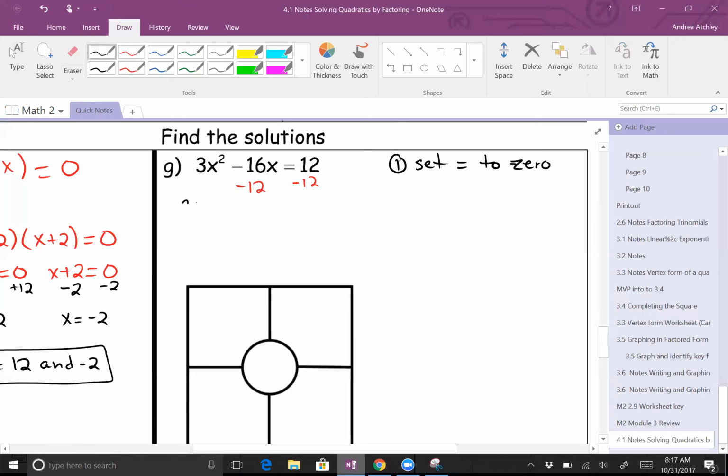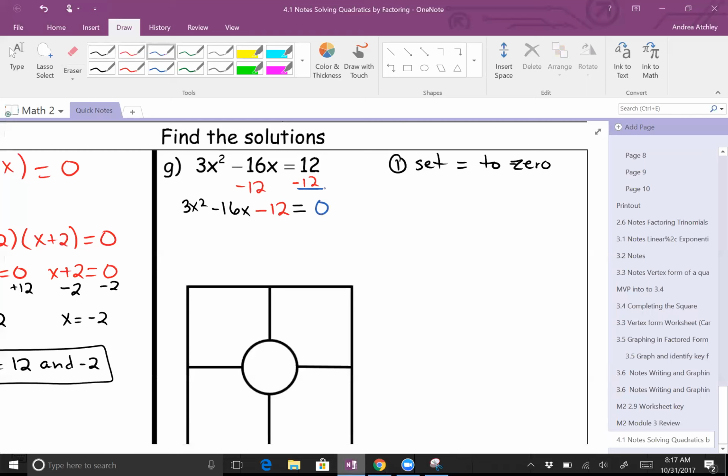I still have the 3x squared. I still have the negative 16x. But now I have to put the negative 12. None of those are like terms, so I'm not going to combine any of them. And now I have it equal to 12 minus 12 is 0. Any questions over that?